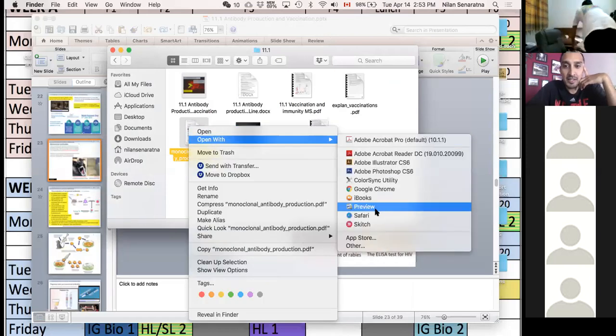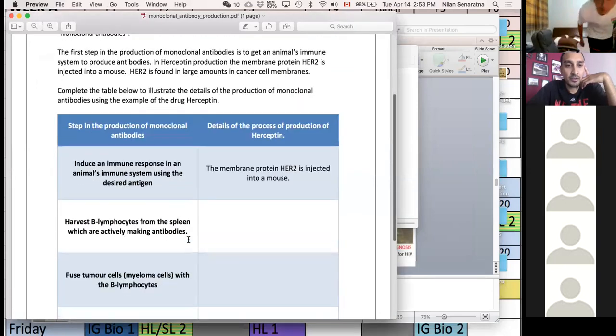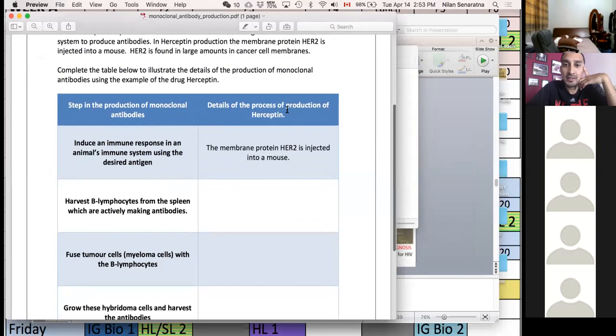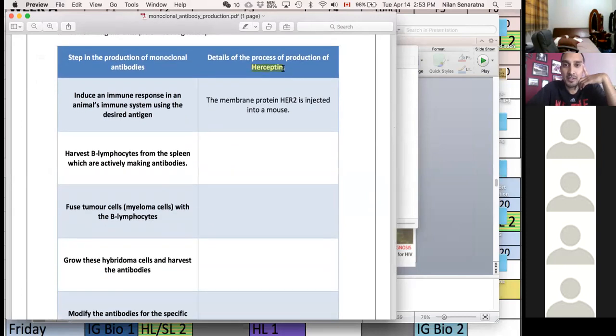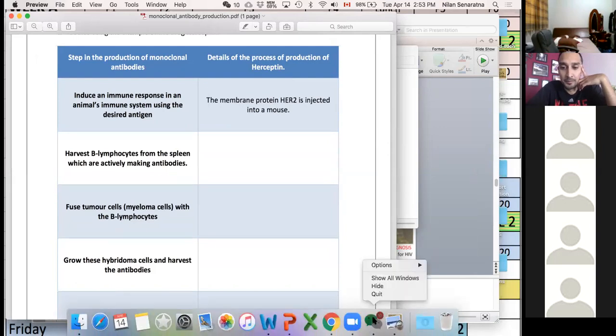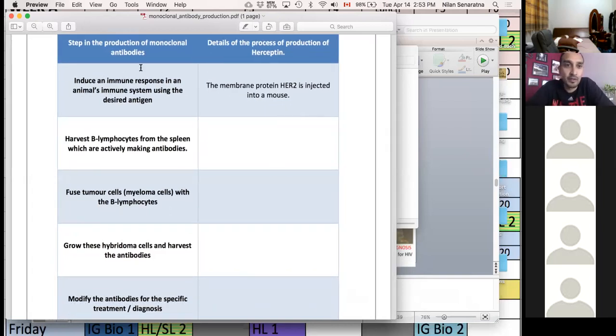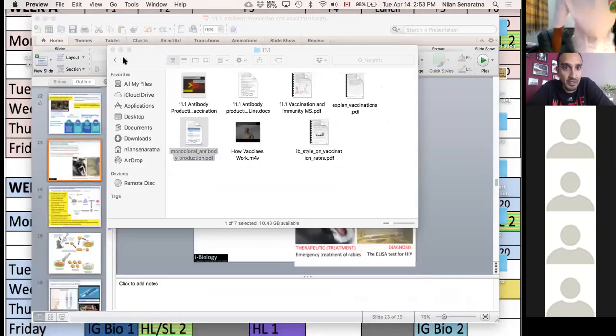On the left side, what you'll see is the generic sort of how monoclonal antibodies are produced. And then on the right, you have this specific type called Herceptin, and I'll show a quick video. I might not show the whole video in lesson, but it's on iLearn. And then you're gonna compare the general step with the specific step in the Herceptin production. Okay, so I'll just minimize that for now.